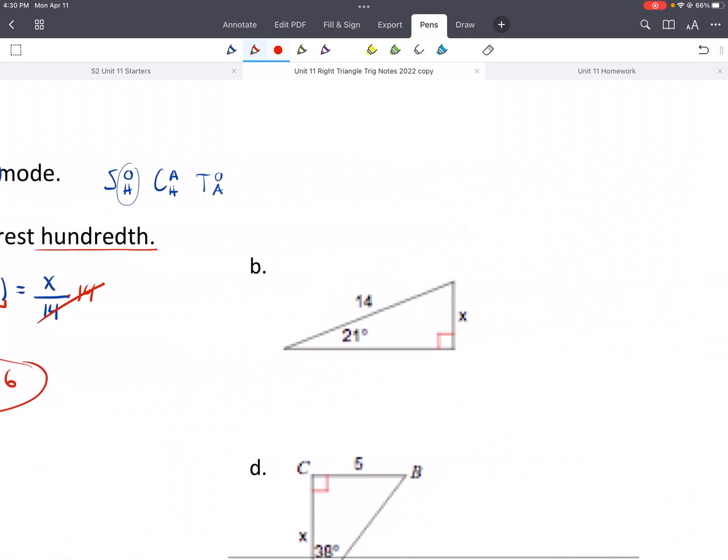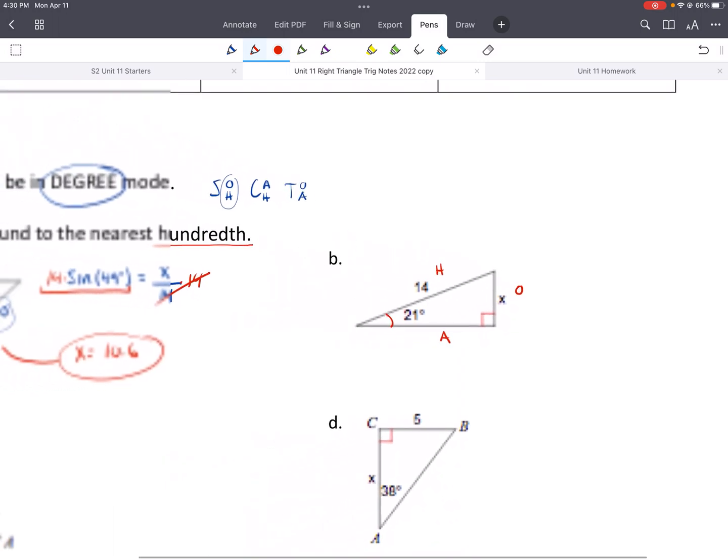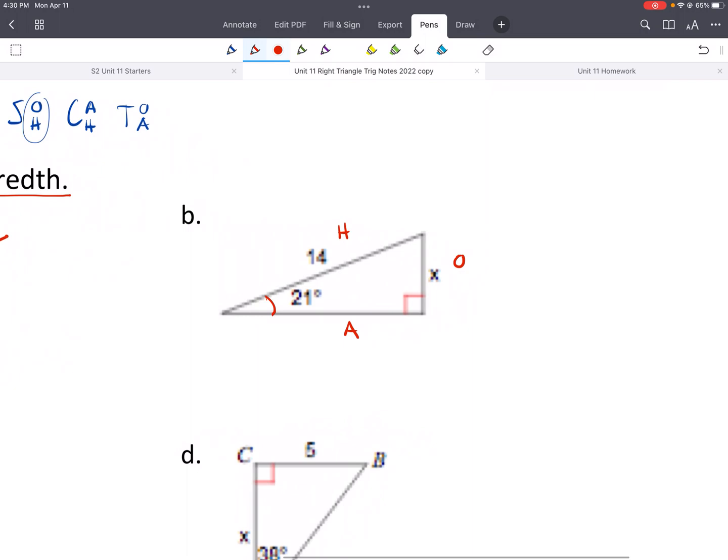All right, so now let's talk about b. Same sort of thing. Label our sides. This is our hypotenuse and our opposite and our adjacent. So again, we're going to use sine. So we'll do sine of 21 is equal to opposite, so x over 14. So same sort of thing, we would multiply both sides by 14, and then plug this into our calculator. So very, very similar, 14 sine of 21.